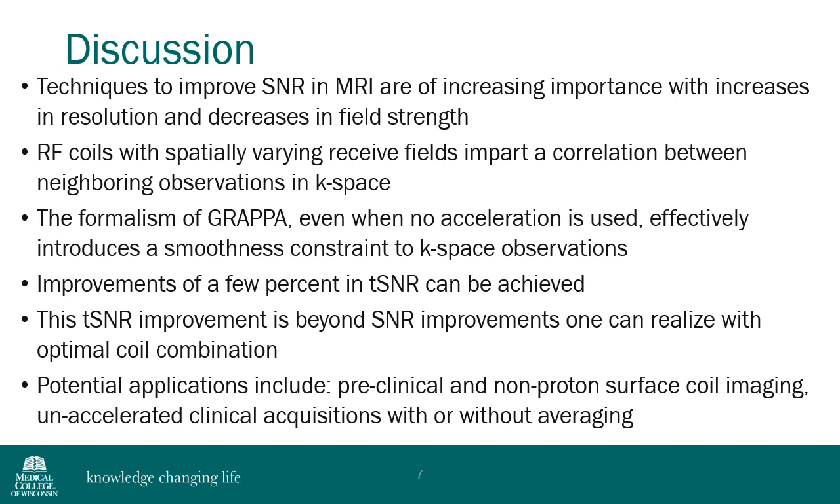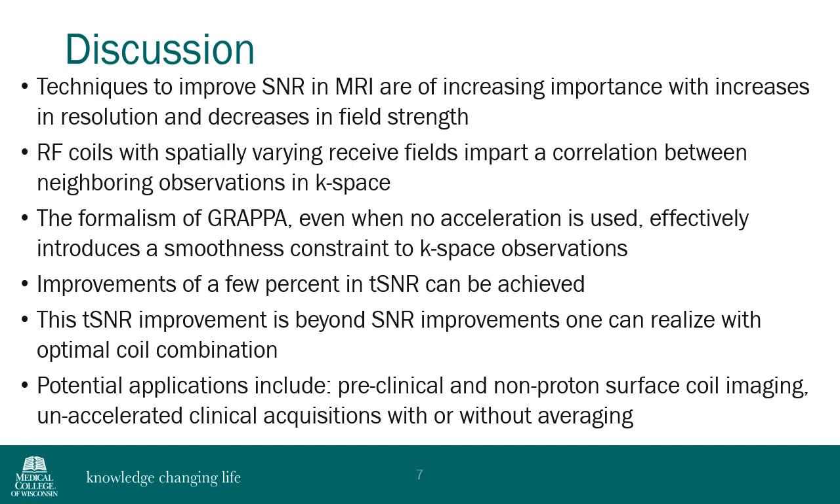In this work, we used local correlations between neighboring observations in K-space arising from spatially varying coil sensitivities to model each K-space observation as a weighted sum of its neighboring observations. Thus, using the formulation of GRAPPA with a unity acceleration factor, full K-space can be used to infer a noise-reduced K-space. This can yield improvements in temporal signal-to-noise ratio of a few percent.